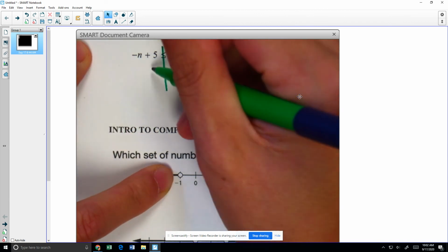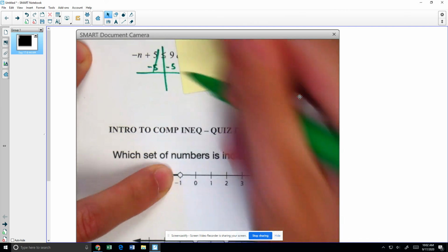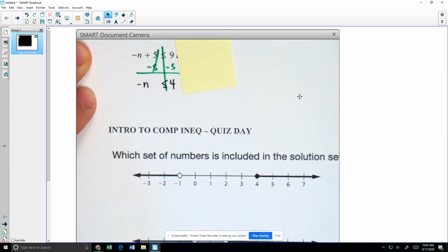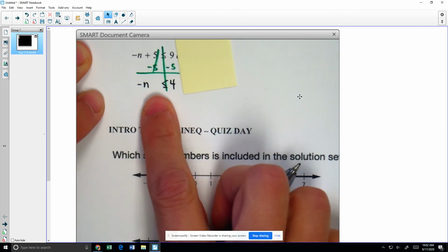Okay, so first thing I do is I minus 5 on both sides. So I have negative n is less than or equal to 4. Oh, is that my answer? Or do I have to do something else to this problem?